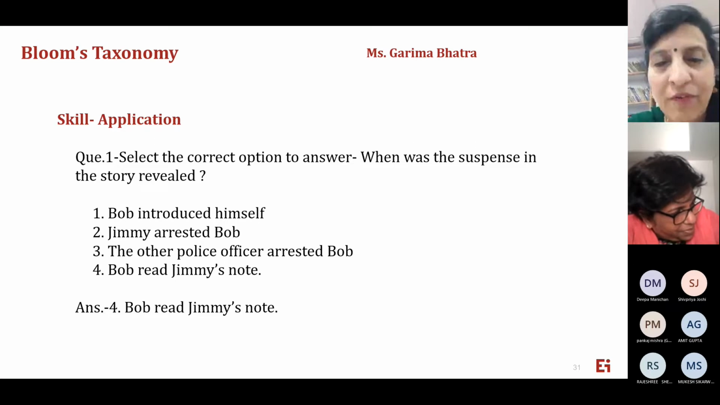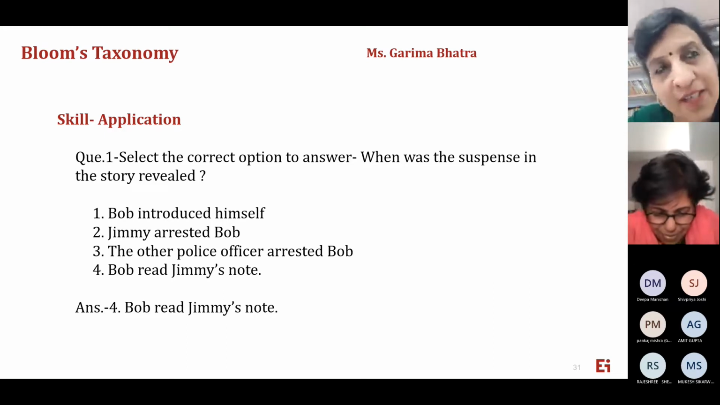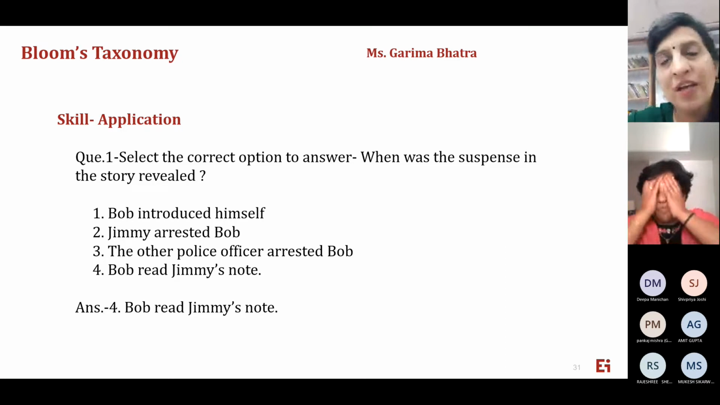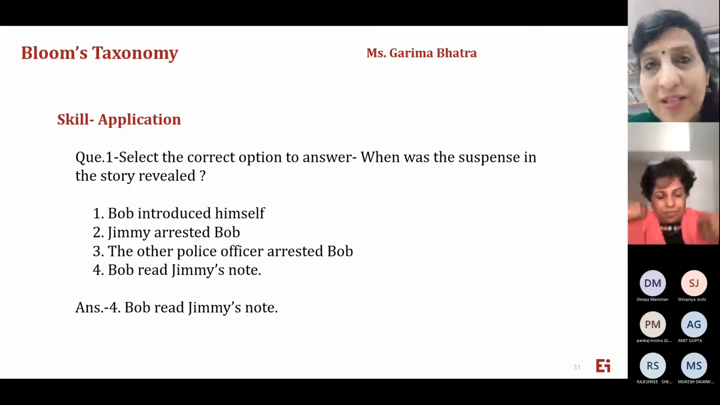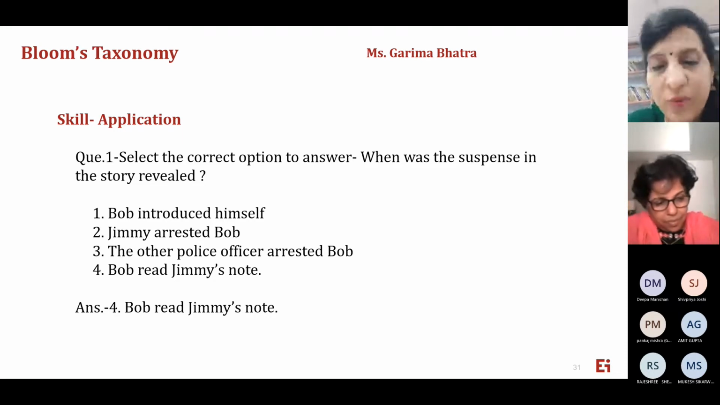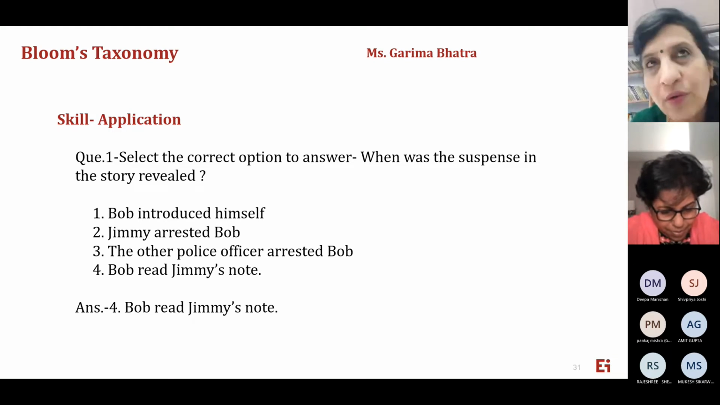After that, bigger from that was that the other police officer arrested Bob. So Bob never expected that the other person standing and walking with him for a long time is going to arrest him. So that was the comparatively bigger suspense than Bob's meeting Jimmy. And the biggest suspense is that after that, how it all happened, how the police officer arrested him.